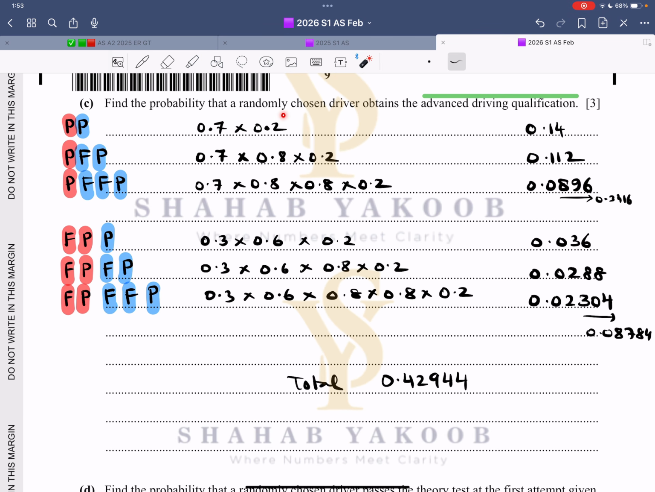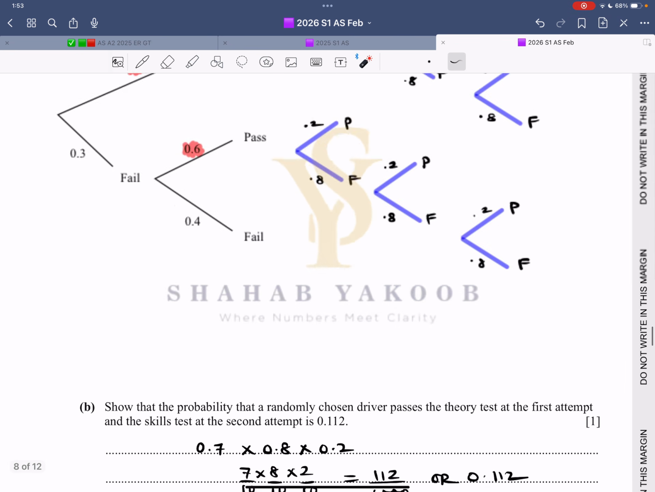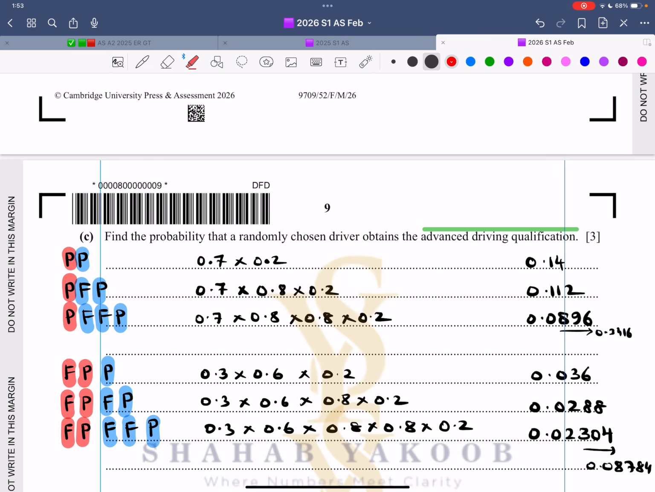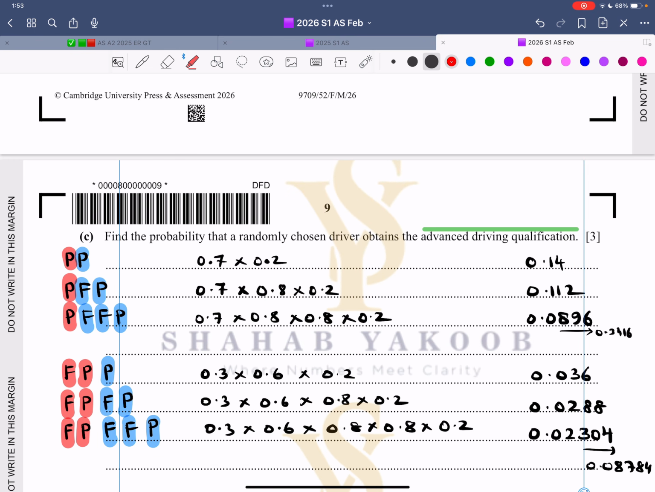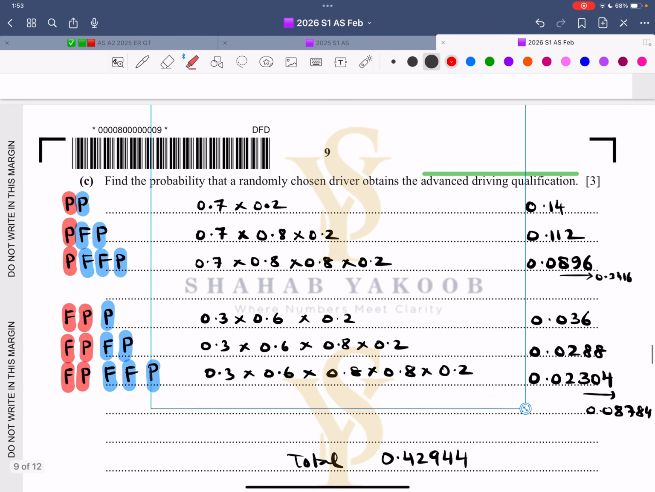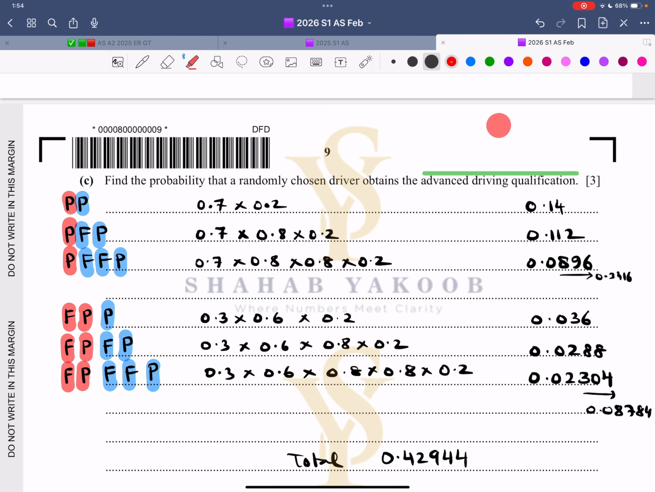Find the probability a randomly chosen driver obtains the advanced driving qualification. This red one is for the, I think, theory, and this one is for skill. So red one over here, that is over here, my bad. Hold for a second, let me just reduce it. So this red one is for theory, and this one is for skills.